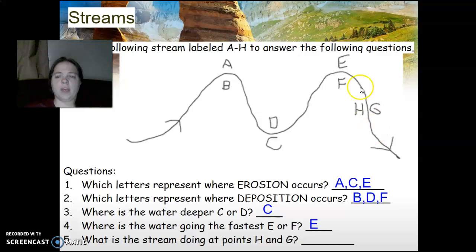All right, well, what's happening at this H? It's not exactly the perfect drawing, but what does it look like? Is it curving? Is it not? It's actually going straight.